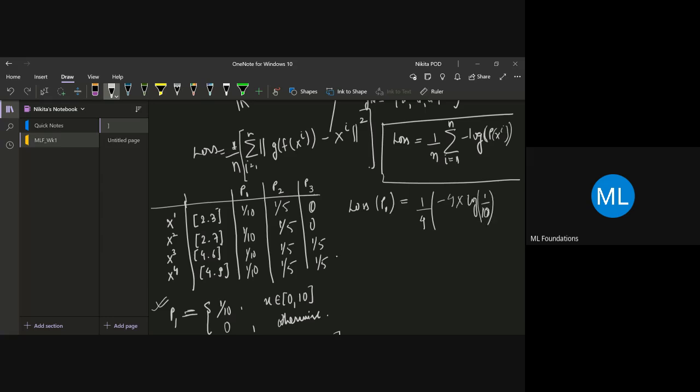So the answer is log 1 by 10. When it comes to the calculation part, we're expected to take log or ln. You're expected to take ln of 0.1. Okay.